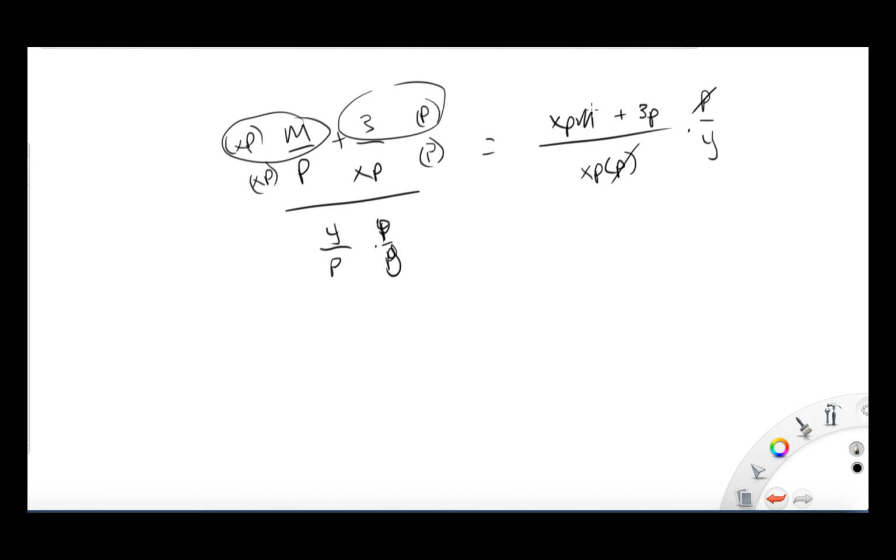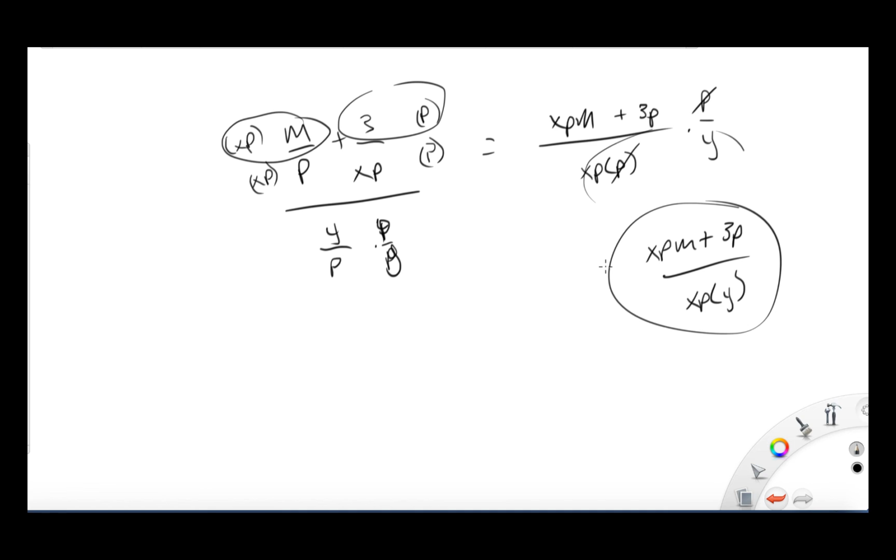So we're left with xpm plus 3p over xp times y on the bottom. Okay, so that's how you do those problems. Hopefully that helps. All right, ask me if you have any questions.